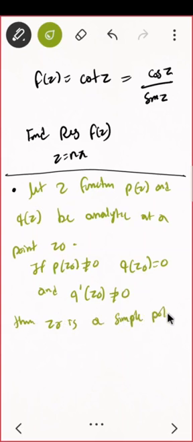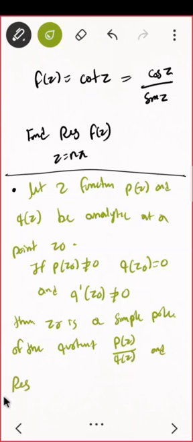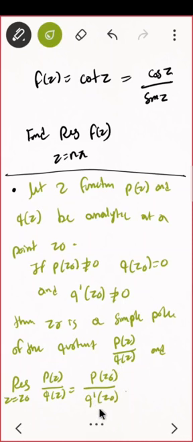of the quotient P of z upon Q of z. Okay, and residue at z equal to z naught of P of z upon Q of z, it is just P of z naught upon Q dash of z naught. Nice. So read this statement carefully and try to apply it here.